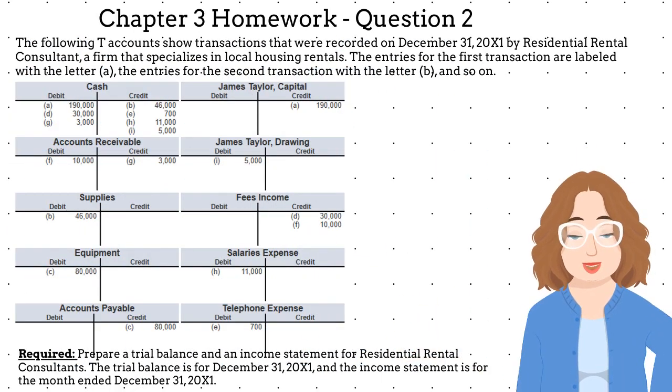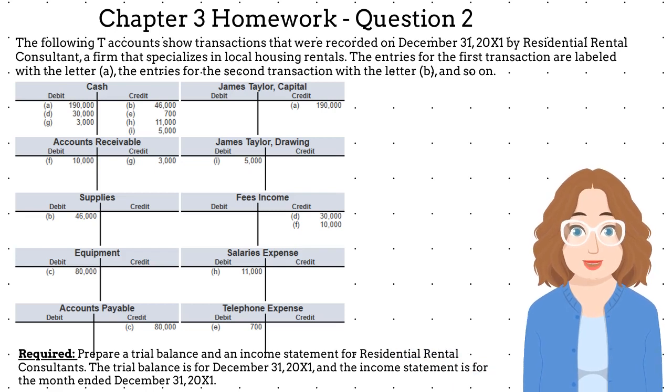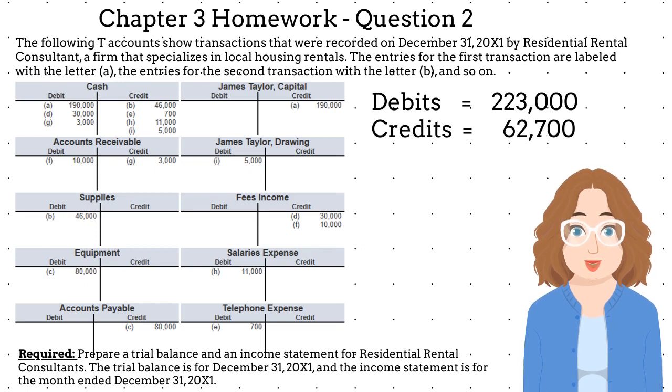For question number 2, we have several transactions that have been entered into T accounts. Our task is to prepare the trial balance and the income statement. To do that, let's look at the cash account. We'll add up all of the debits, and we will add up all of the credits and then calculate the balance. When I add up all of the debits, I come up with $223,000, and when I add up all of the credits, I come up with $62,700.